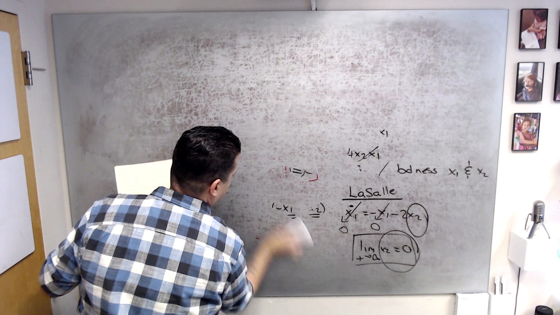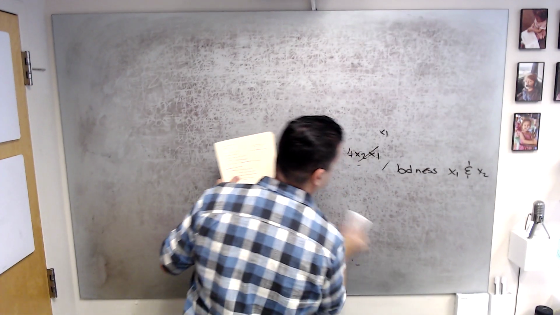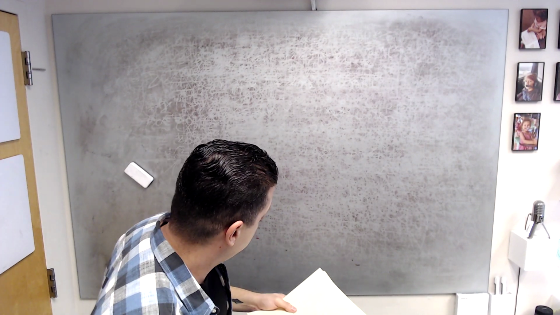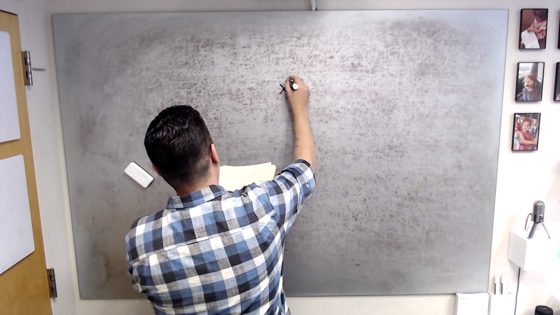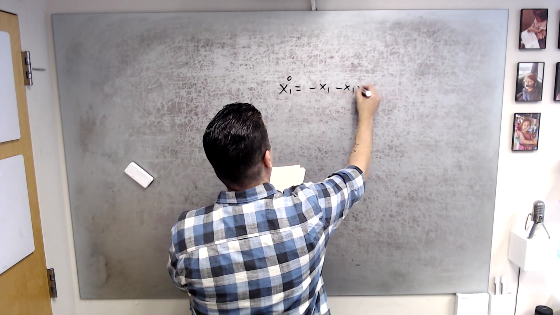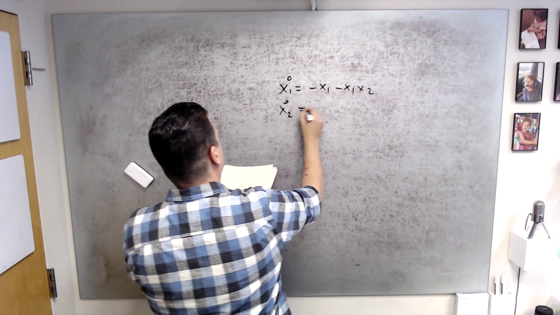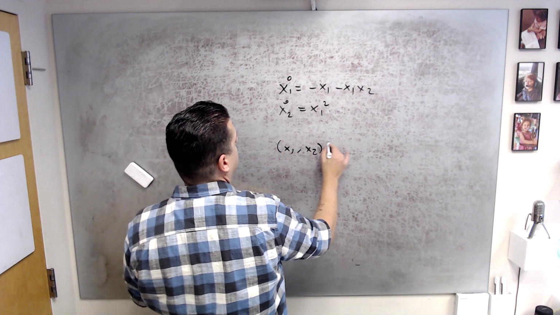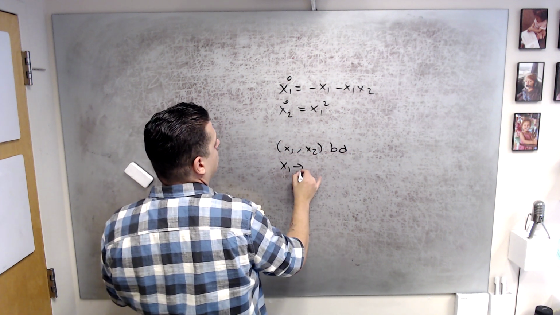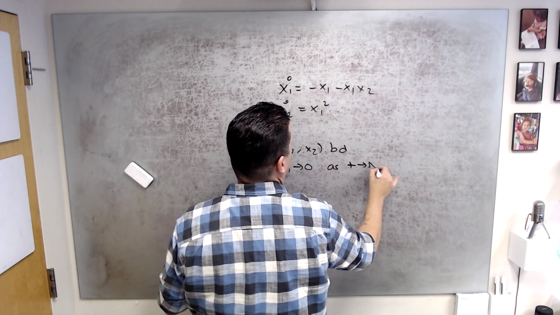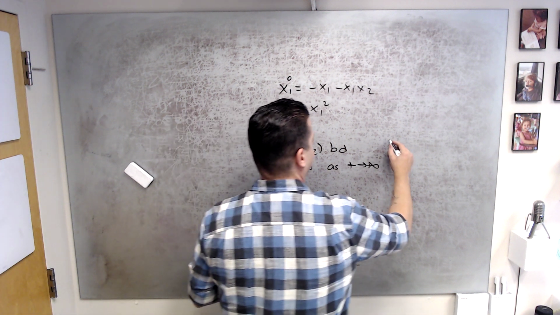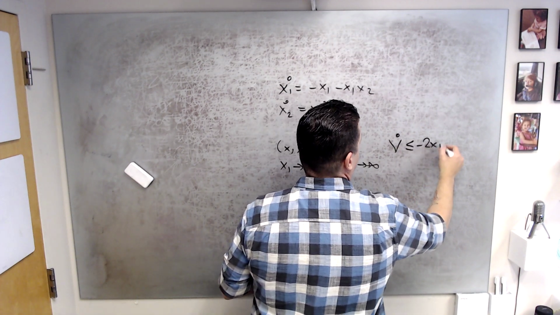What I mean by that, let's remember, for example, the previous example. What we had was x1 dot equals minus x1 minus x1 x2, x2 dot equals x1 to the power of 2. We showed x1, x2 bounded, and x1 going to 0 as t goes to infinity from Barbalat. And we had this Lyapunov function, right? V dot equals minus 2 x1 to the power of 2.